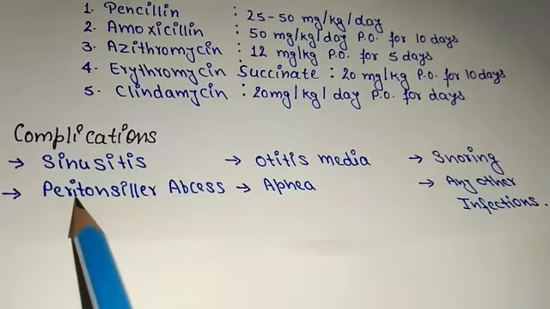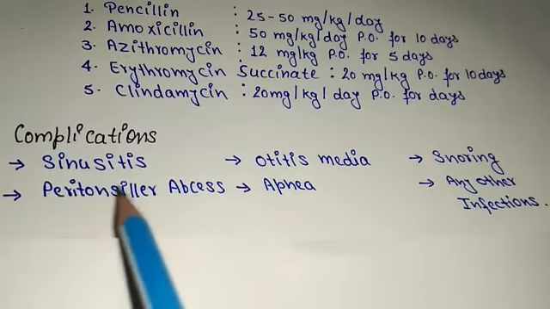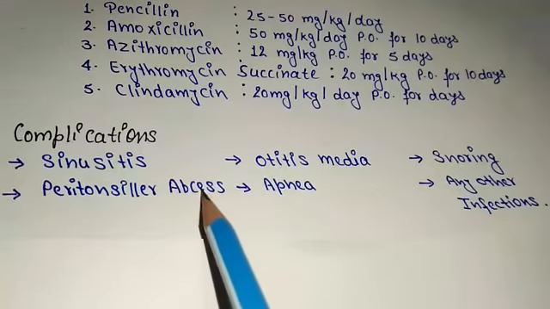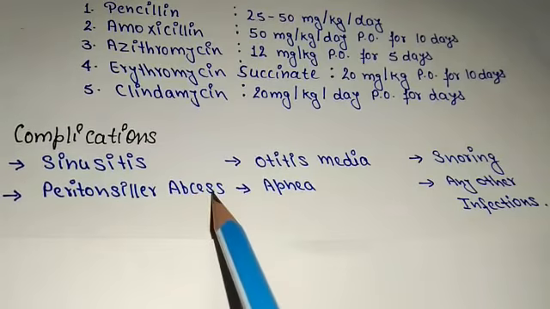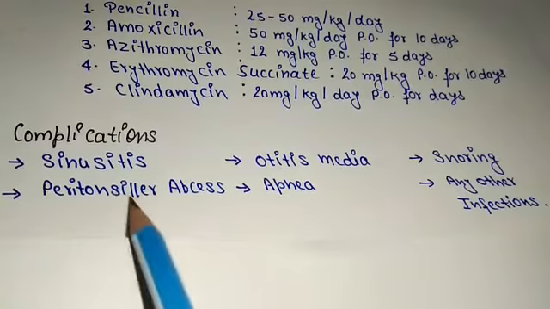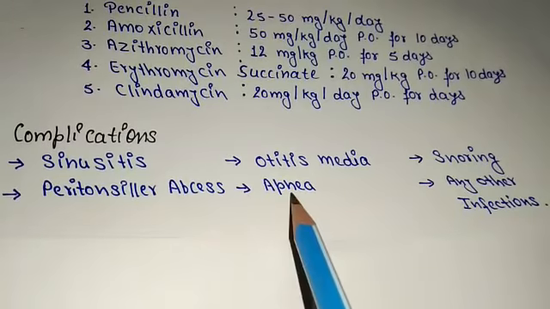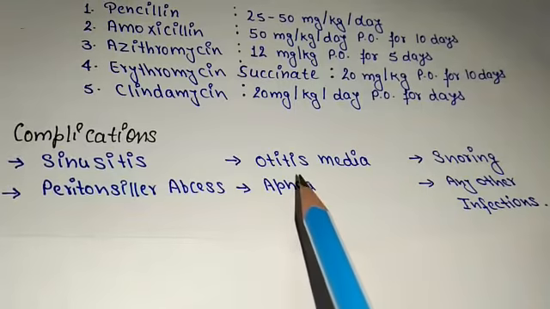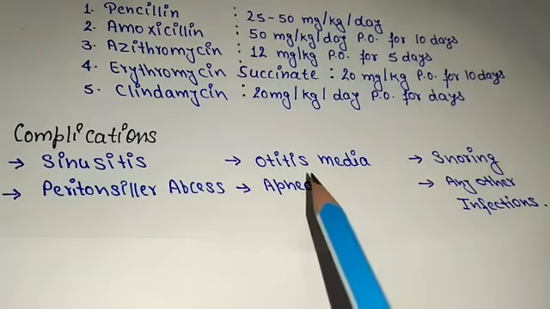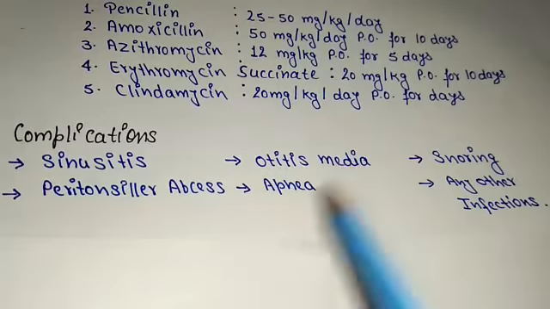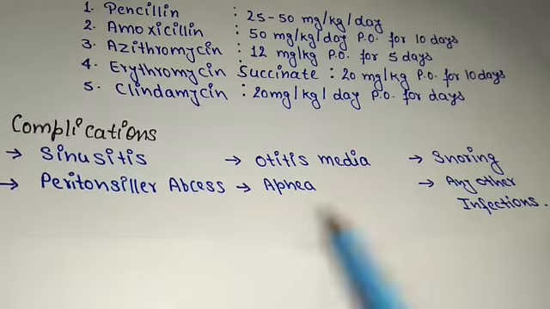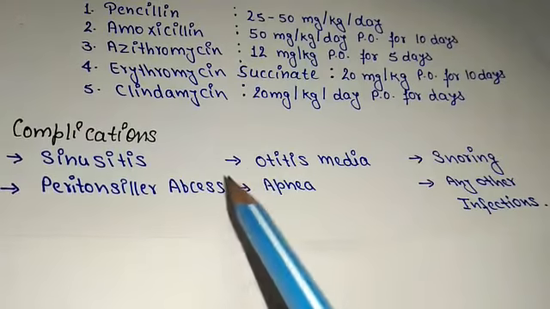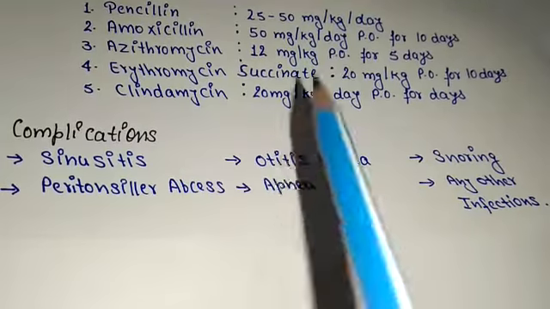And next is peritonsillar abscess. Neck pain, fever, and lymphadenopathy may occur in peritonsillar abscess. And next is apnea. Apnea is disturbed sleep or no sleep because the patient is not able to breathe easily. And last is any other infections that may occur due to tonsillitis.